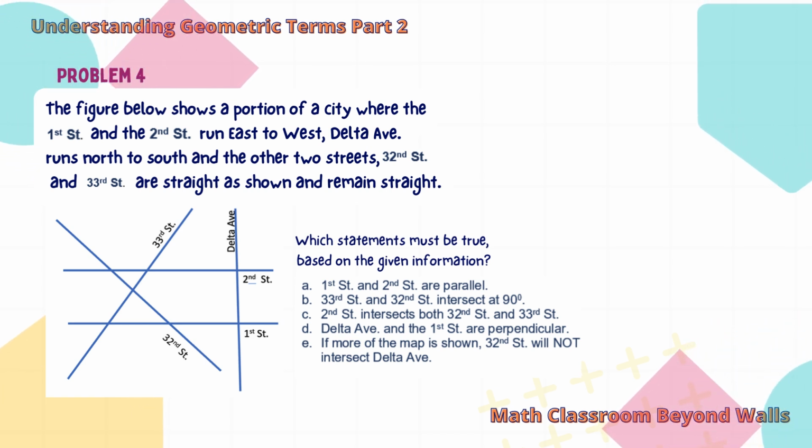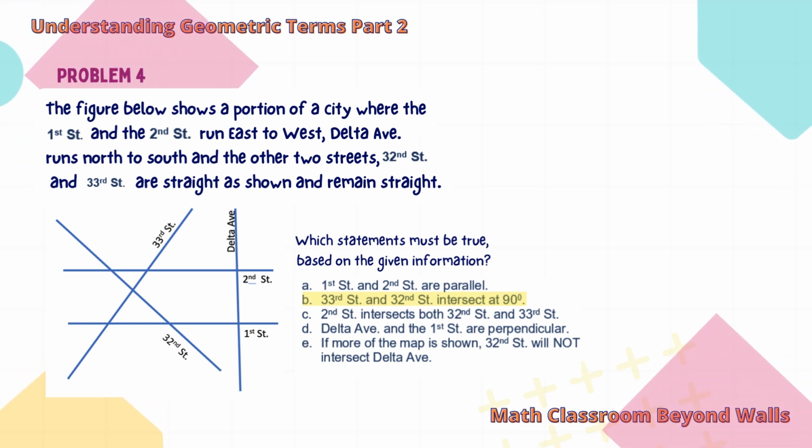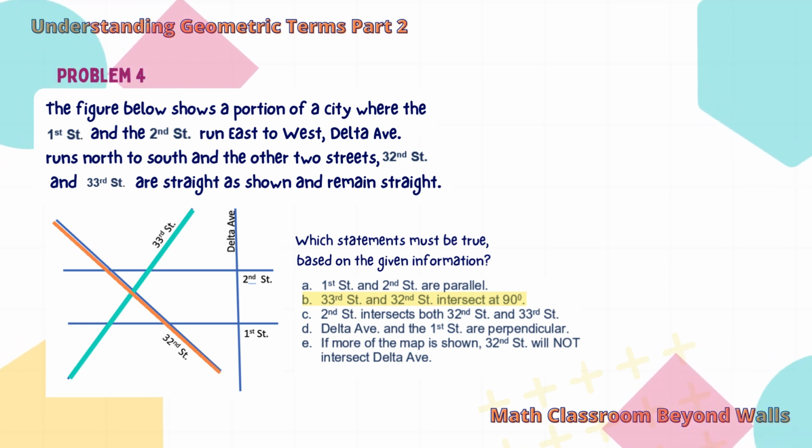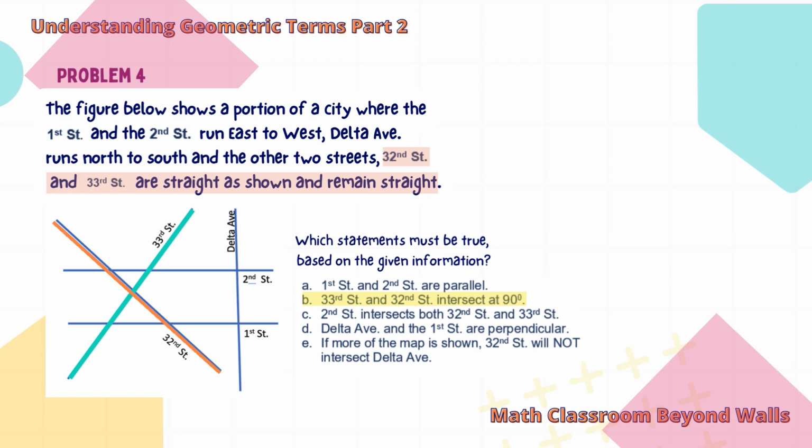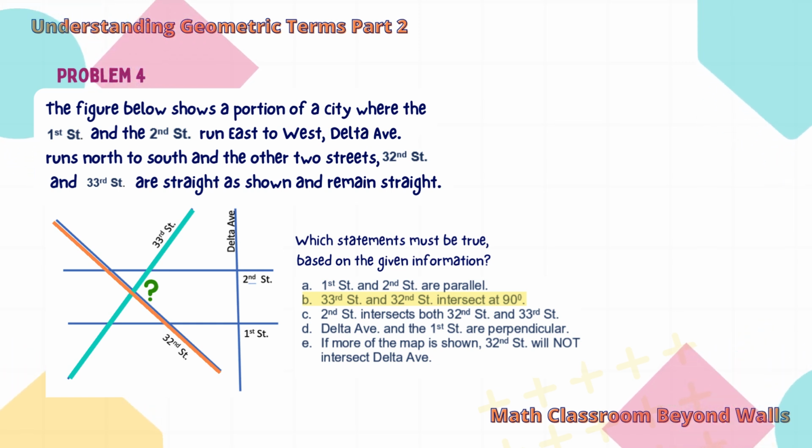Let us analyze option B. 33rd Street and 32nd Street intersect at 90-degree angle. Where are these in the figure? The information that we have from the problem is that both are straight and remain straight. The figure shows that they are straight and that they intersect, but there's no sign or symbol, like a box, to indicate that the intersection creates a 90-degree angle. So, the statement is not correct.